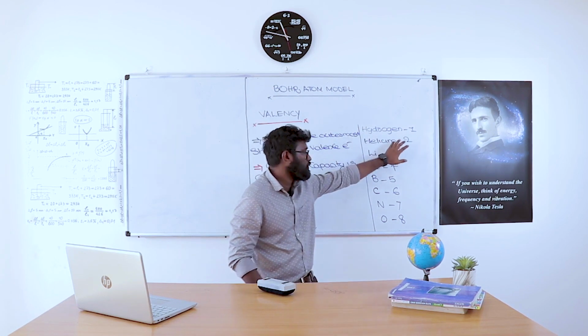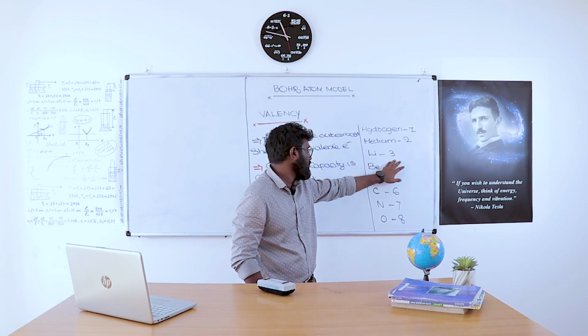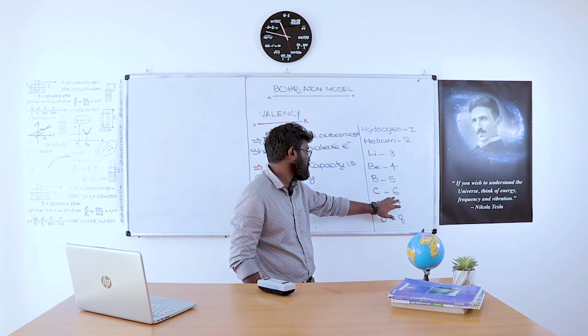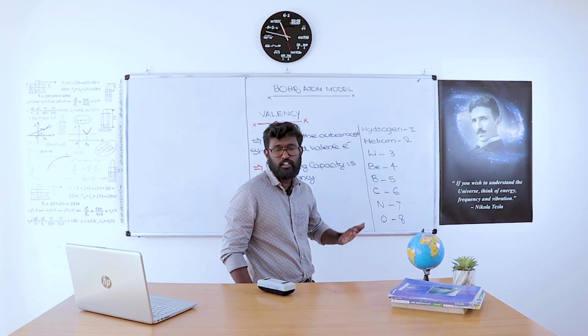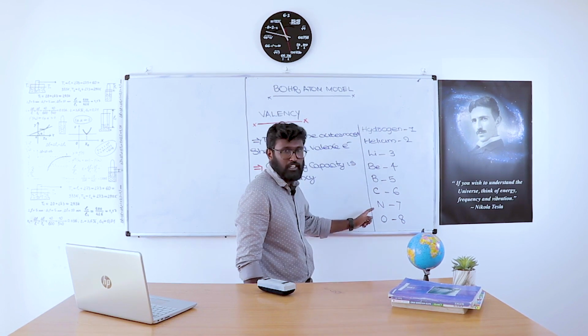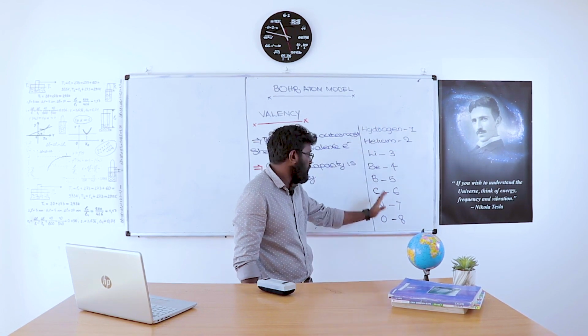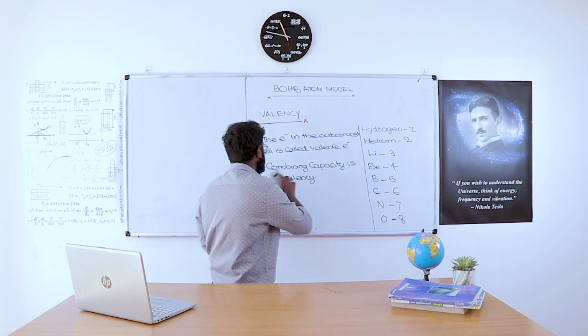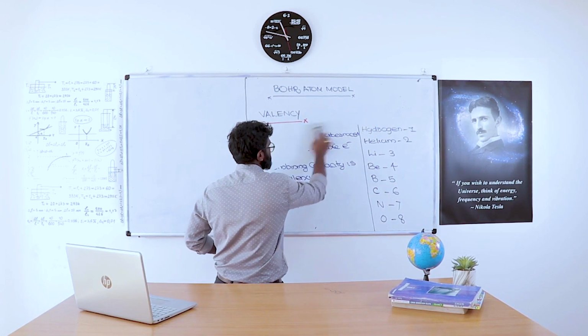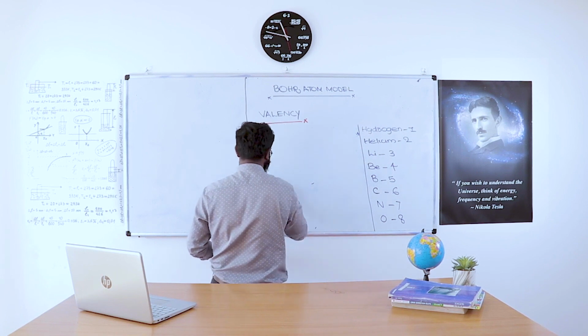So there will be 1 electron in hydrogen atom, 2 in helium, 3 in lithium, 4 in beryllium, 5 in boron, 6 in carbon, 7 in nitrogen, and 8 in oxygen. So we have to find the valency of all these elements. First of all, we have to consider hydrogen.